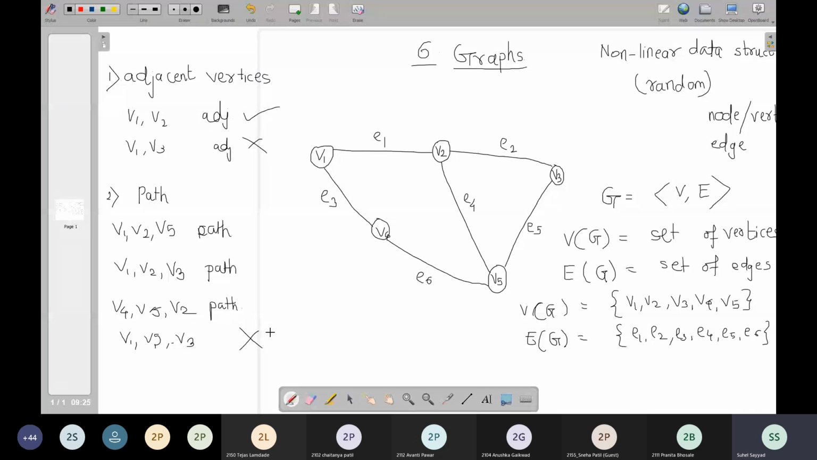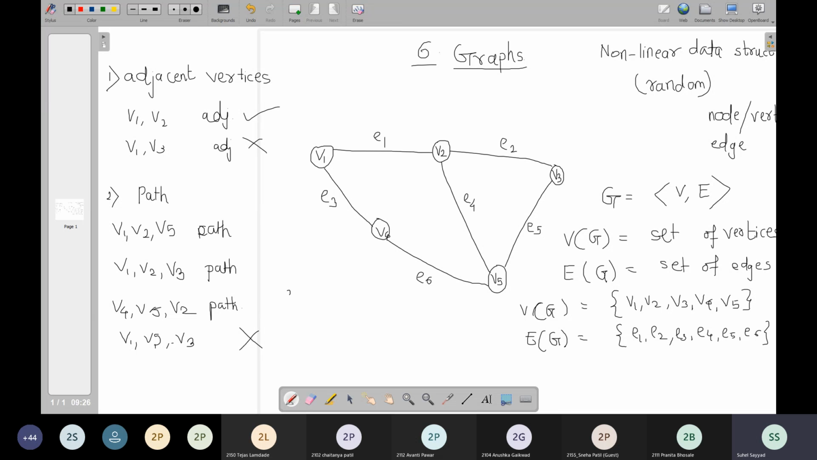So in order to build a path, the two vertices should be adjacent to each other. Then only can I connect from one vertex to another, then from that vertex to the next, and so on, and get a path. Are you getting this? The above three examples, V1, V2, V5; V1, V2, V3; and V4, V5, V2 are paths, but V1, V5, V3 cannot be called a path because V1 and V5 are not adjacent vertices.